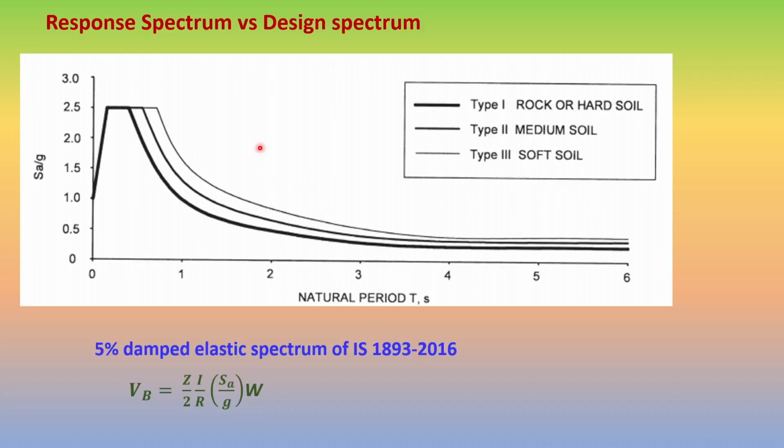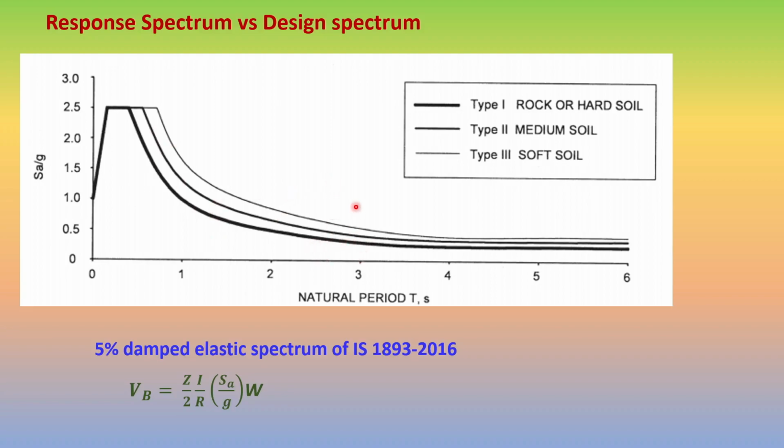So our Indian codal response spectrum is like this, and in other countries also the design spectra are more or less of this pattern. These are typically drawn for 5% damping, the 5% damped spectrum, because for concrete building systems the material damping is 5%, and these are elastic systems, the elastic response spectrum.